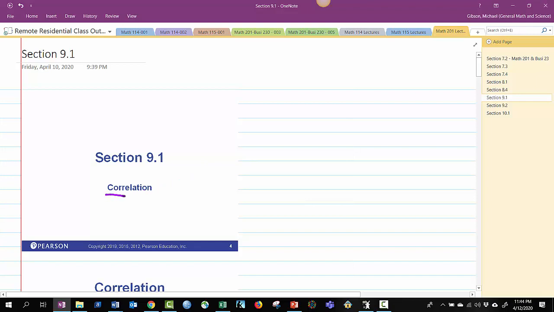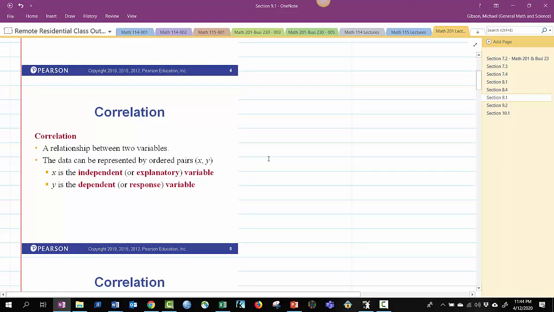Correlation is the statistical term for the relationship between two variables, or the data for two variables. Formally, it's a relationship between two variables. Data can be represented by ordered pairs, usually X comma Y, just like you're used to seeing. X is the independent variable, sometimes called explanatory. Y is the dependent variable.